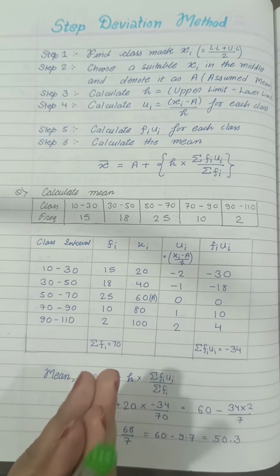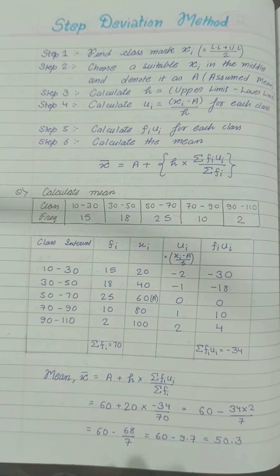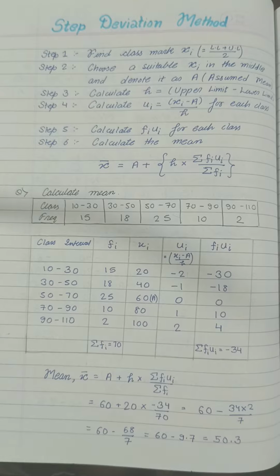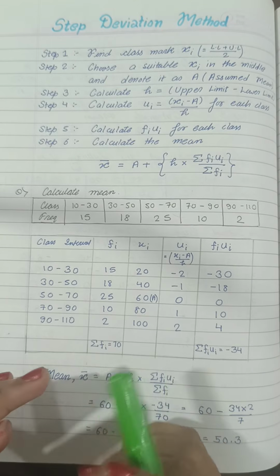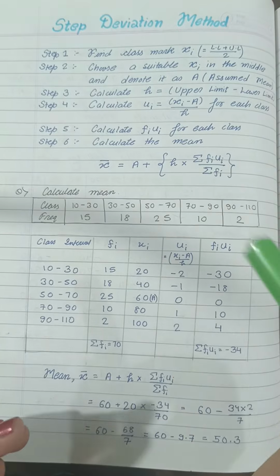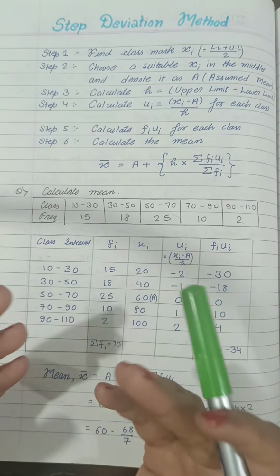Hello students. So in the previous two parts we have seen how to calculate the mean using the assumed mean method or the direct method. In this part we will learn how to calculate mean using the step deviation method. So students, what are the steps here?